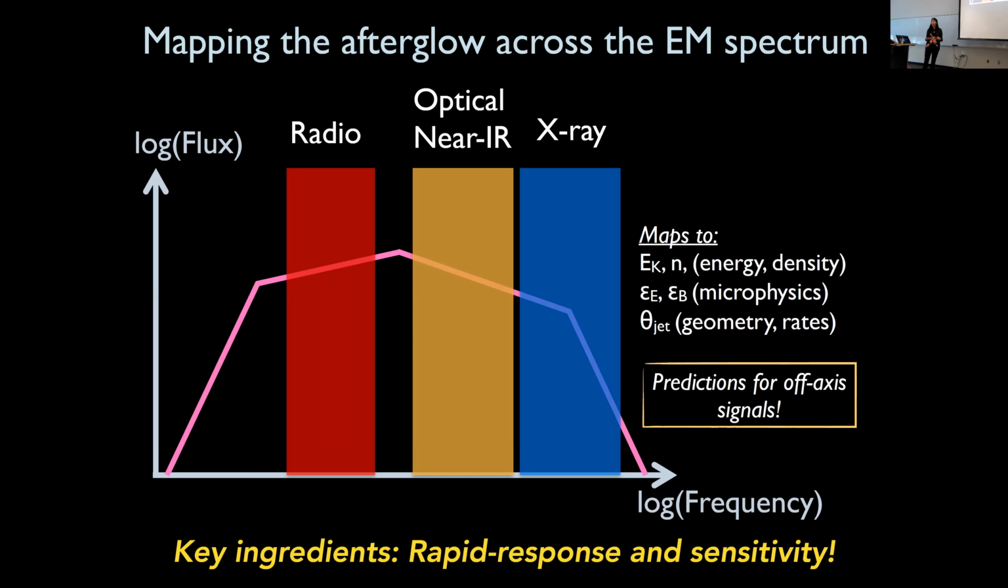So this is motivating why we care about the relativistic emission to begin with. It tells us fundamental properties about the burst, the microphysics, and the overall event rates. By looking on axis at these short gamma ray bursts, it can also serve as input for the predictions of off axis signals. Taking the on axis short gamma ray burst population, mapping their afterglows, getting these parameters out and using them as predictions for the off axis LIGO mergers is another motivation to study these. So the key ingredients are rapid response and sensitivity.